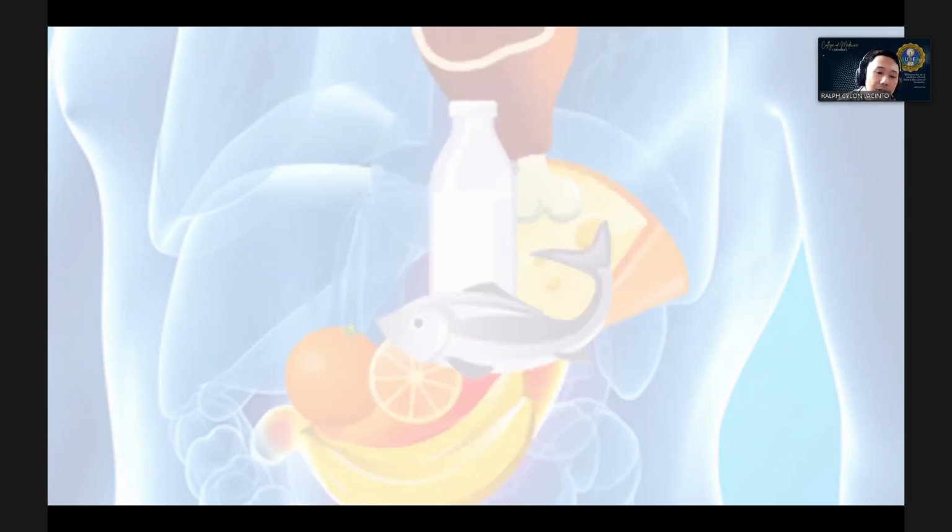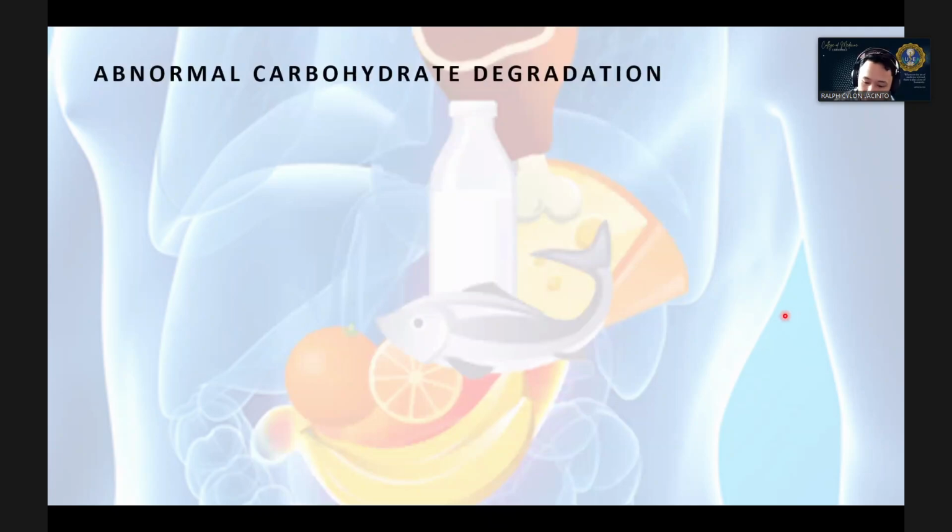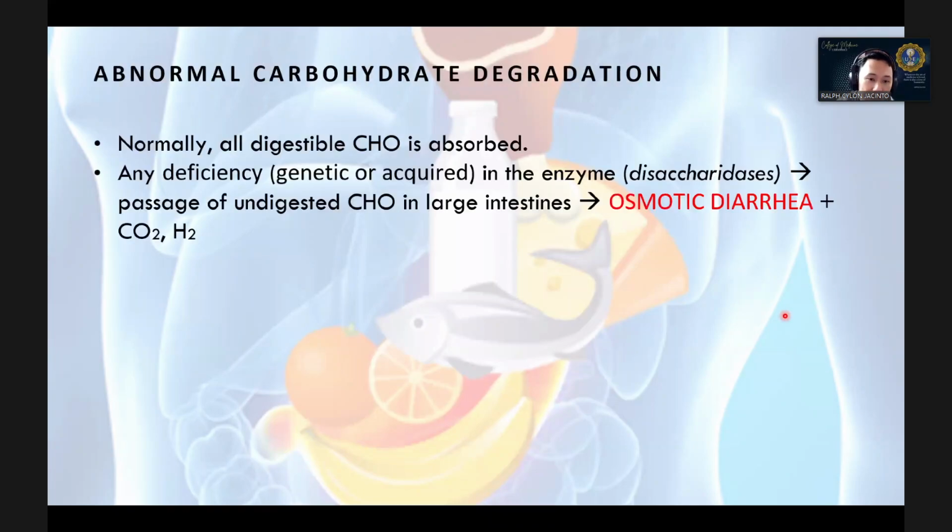So your lactose intolerance, as I mentioned, is part of your disaccharidases deficiency. So in your disaccharidases deficiency, it results now in what we call osmotic diarrhea because the carbohydrates would attract water, being osmotically active substances. So it would result in osmotic diarrhea plus the production of your carbon dioxide and hydrogen gas.